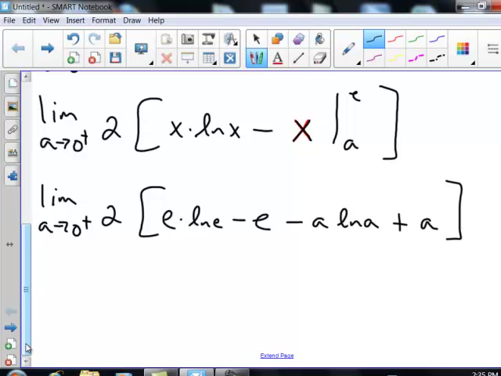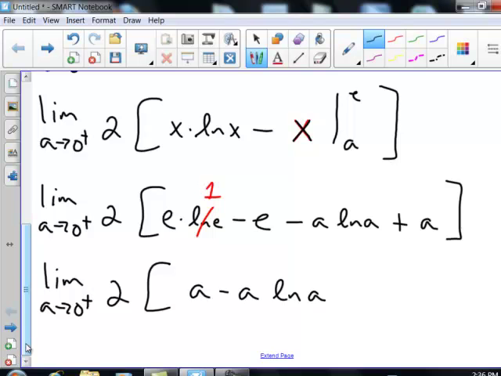So the natural log of e is 1, so this value right here is 1. So I have a positive e and a negative e, so those are going to cancel. So what this turns into is the limit as a approaches 0 from the right of 2 times, and I have a minus a times the natural log of a.